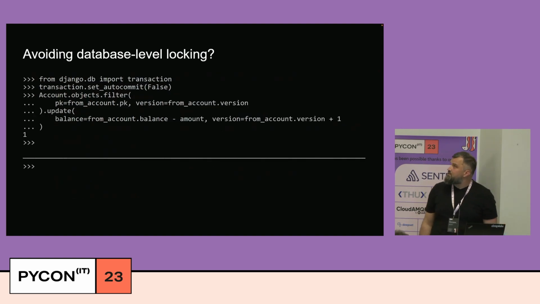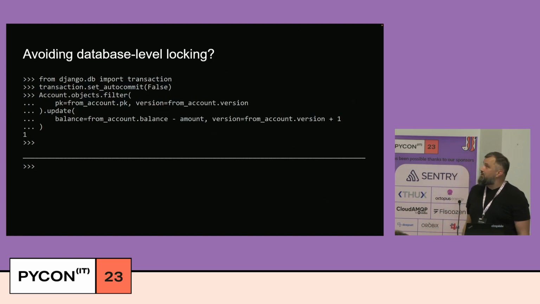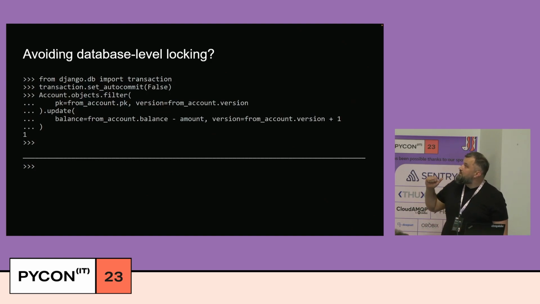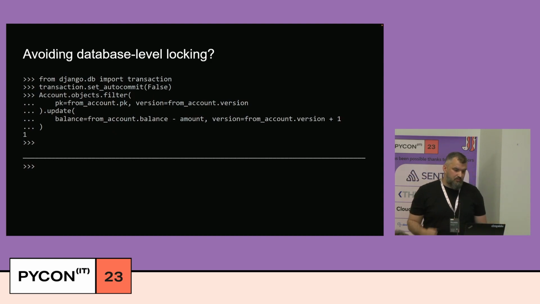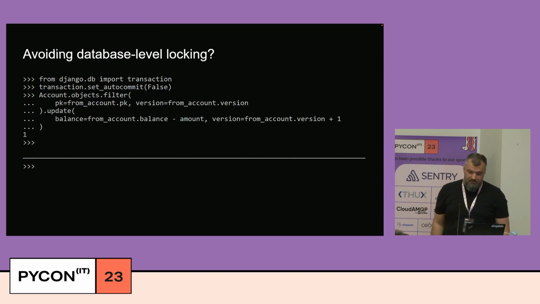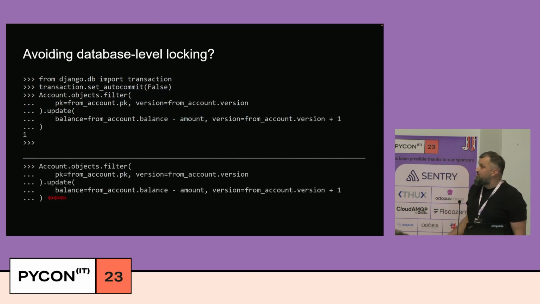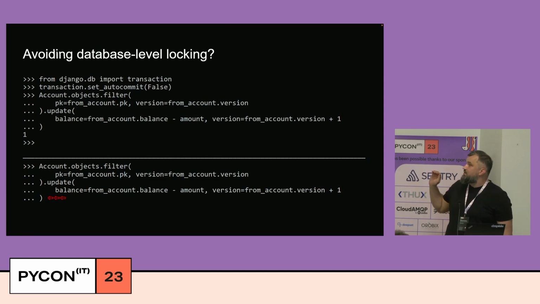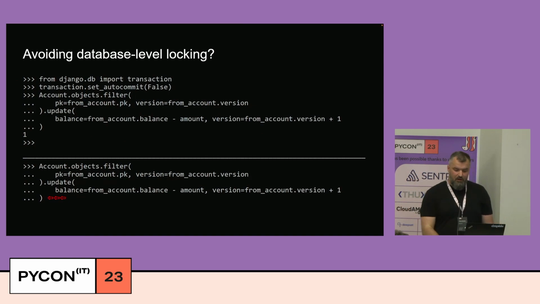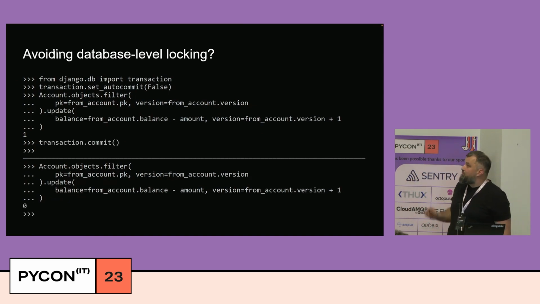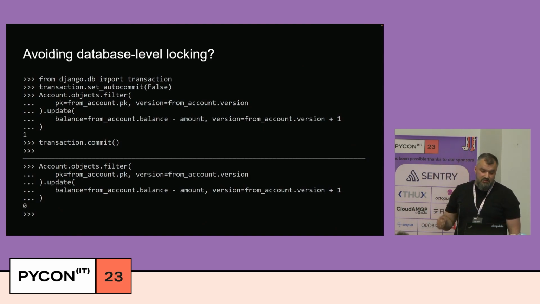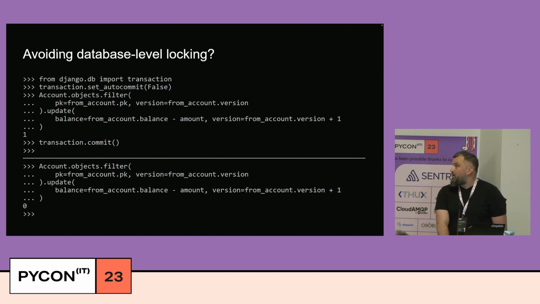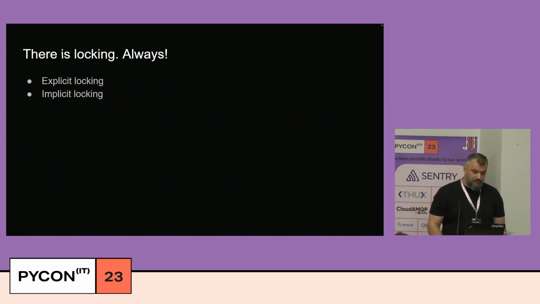But does it really avoid the database locking? We can quickly fire up the Django shell, set the auto commit to false, and try to do this update, just as in the previous example. It succeeds in the first session. When we try to do it in the second session, what we get is that this update is actually blocked. It doesn't return any result. It is hanging there, and it's hanging there until I perform the commit in the first session. So it means that some kind of lock is actually happening there, and we were blocked by waiting on the row.